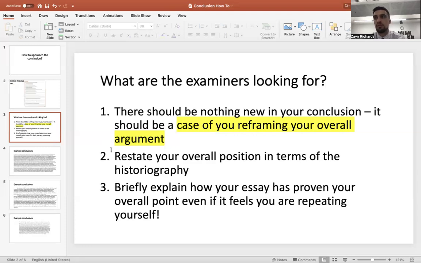So you probably want to say, well, initially we discussed the importance of the Enlightenment, and it was clear that, I don't know, the centrality of ideas to the cause of the French Revolution, and so on. So go through each section and just briefly explain what you basically argued.